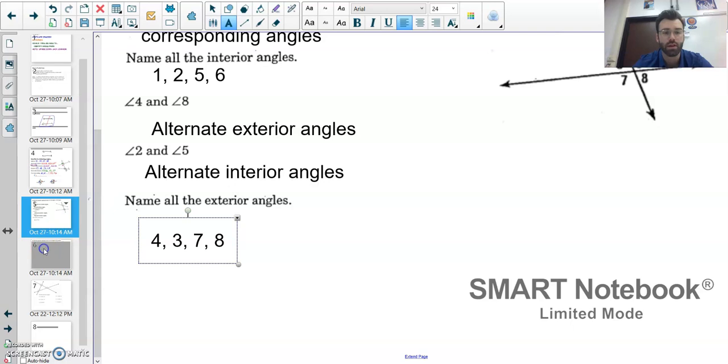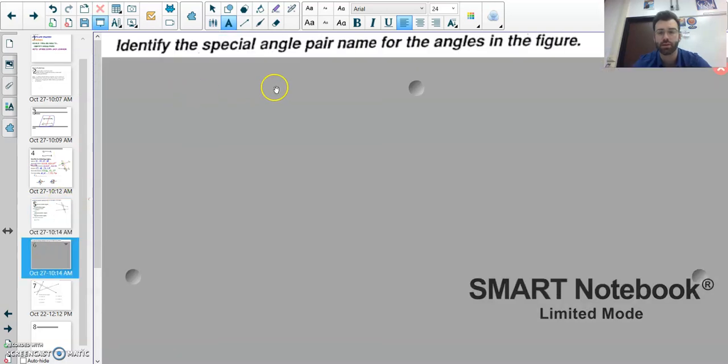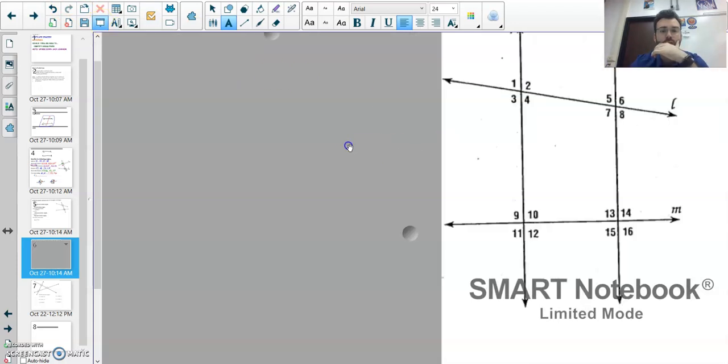Okay, I want you guys to try the next slide on your own. So I want you to pause the video here. Once you pause it, try the next slide, identify the angle pairs, and then you're going to check your work in a minute. All right, here we go.